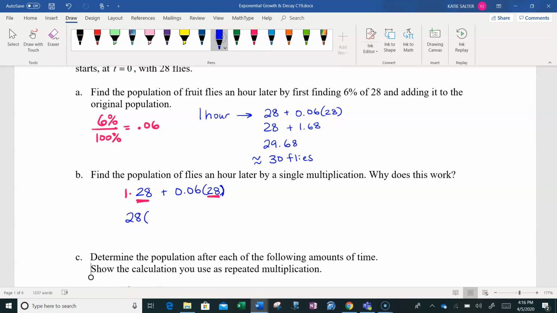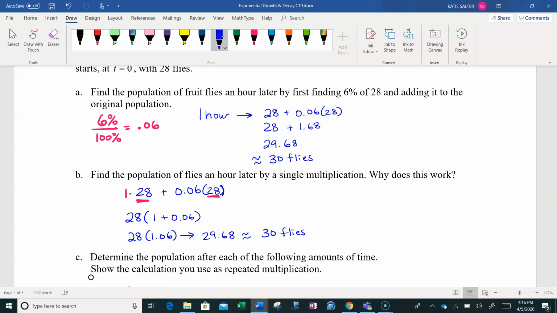So what we're left with is 1 plus 0.06. And if we put that together, that becomes 28 times 1.06. If you then type that in your calculator, it'll give you the exact same answer that we got the last time. It'll tell you that that is 29.68, which again, because this is flies, we're going to round and say that is 30 flies because we're not going to have part of a fly.